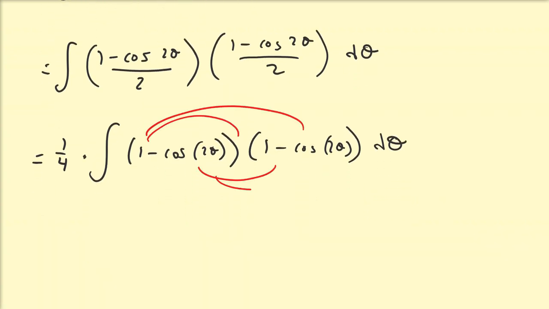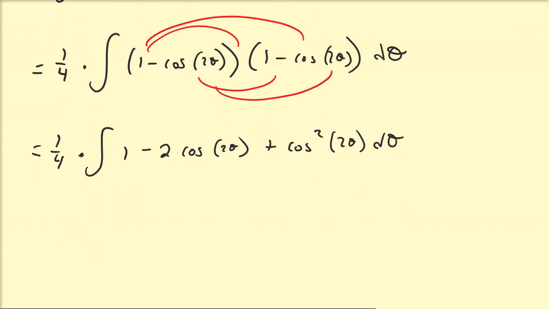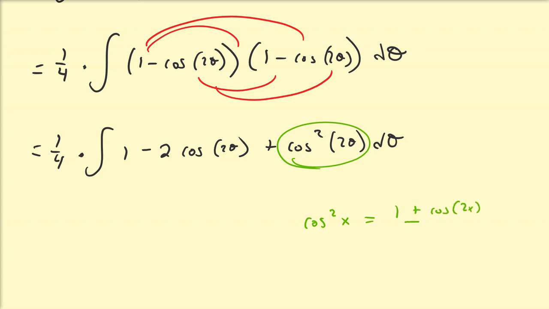From here I'm going to distribute. So 1 times 1 is 1. I'm going to have minus 2 cosine 2 theta. That's an easy integral to deal with. And then I'm going to have plus cosine squared of 2 theta d theta. So this expression, how am I going to deal with that? So we already know that cosine squared of x is equal to 1 plus cosine of 2x over 2. So what we can do is replace x with 2x to get cosine squared of 2x is equal to 1 plus cosine of 4x all over 2.